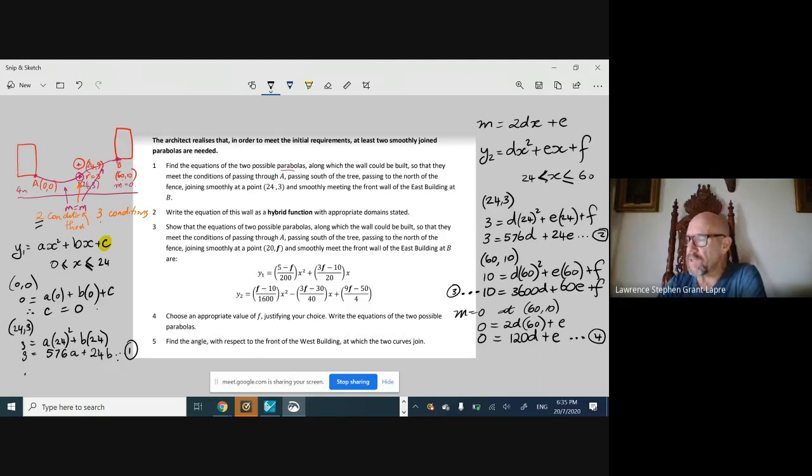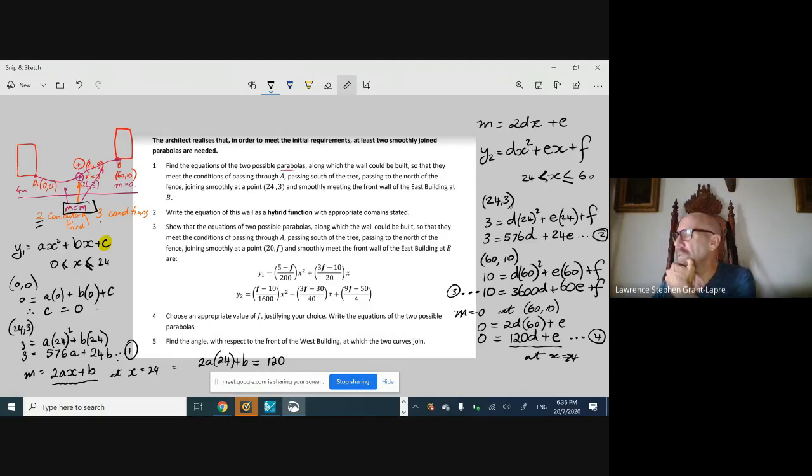Now the gradient of this equation is 2ax plus b. And we know that the gradients are the same, this condition here. So the gradient of this condition at x equals 24 will equal this condition at x equals 24. Therefore, 2a times 24 plus b will equal 120.